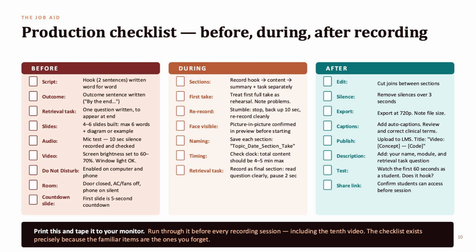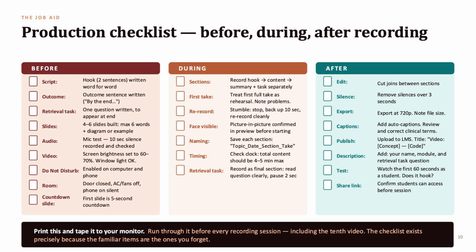Effective production hinges on a comprehensive checklist spanning the phases before, during, and after recording. Before you begin, the script must be prepared, a 2-sentence hook and an outcome sentence. Ensure your slides are concise, 4 to 6 slides maximum, with no more than 6 words, supplemented with diagrams or examples. Crucially, test your audio and video, confirm your mic, and adjust your screen brightness. Finally, eliminate distractions. Enable Do Not Disturb, close the door, and silence your devices.